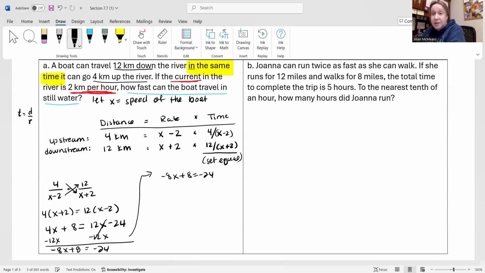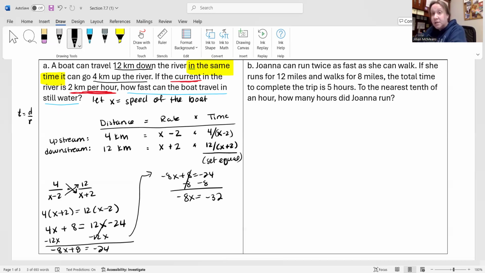So I've got my x's together in a single term. I need to isolate that term now. So the issue is the plus 8. I want to subtract that from both sides. 8 minus 8 is 0, so that leaves me just negative 8x on the left. And then on the right, when I simplify, negative 24 minus 8 is negative 32.